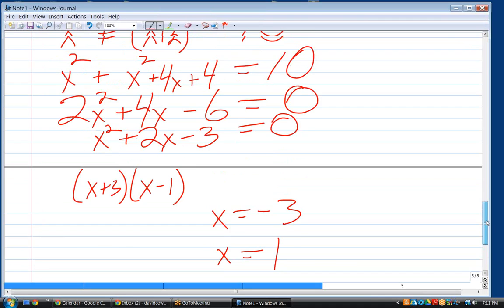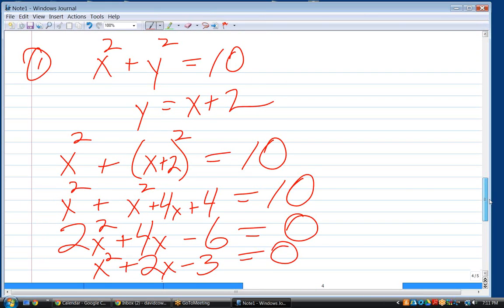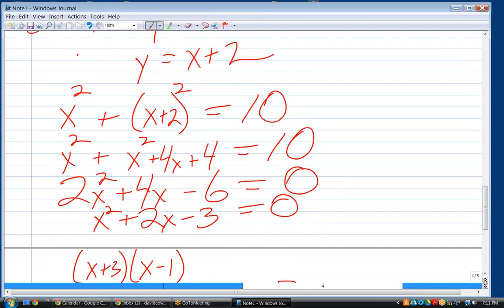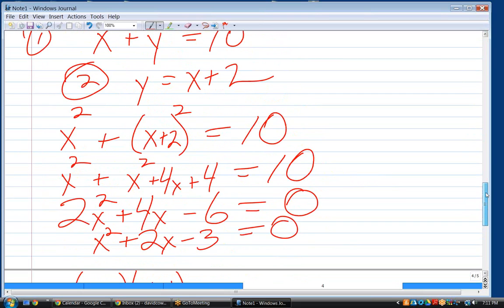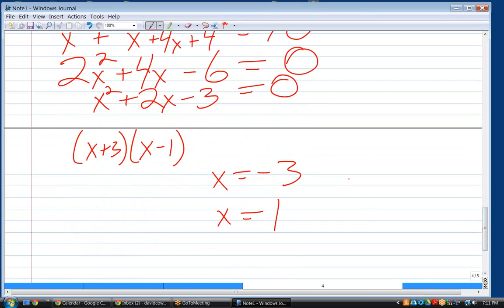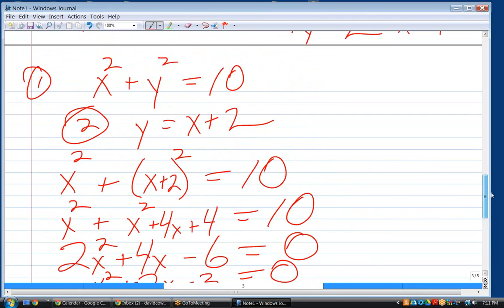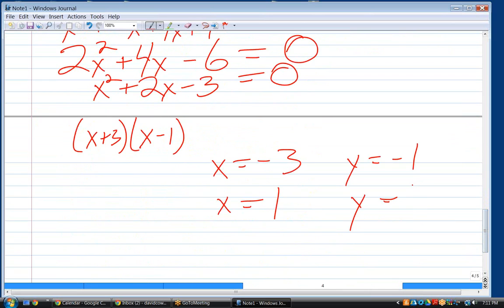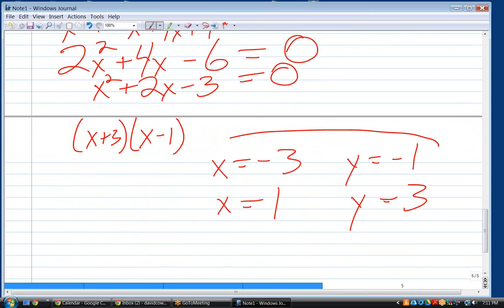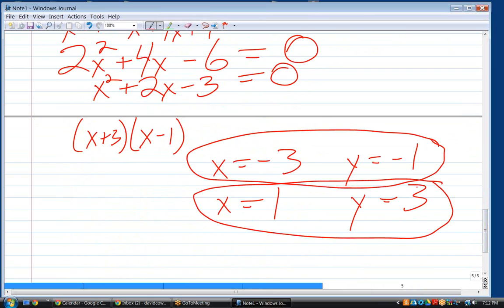And now we need a y value for each of those. So we use equation number 2. When x is equal to negative 3, y is equal to negative 1. And when x is equal to positive 1, y is equal to 3. So again, your solutions come in pairs like that.